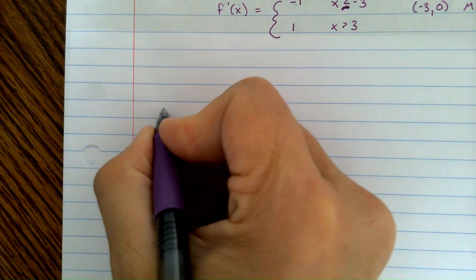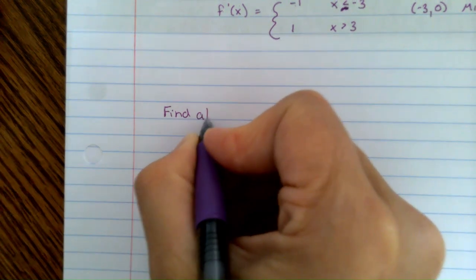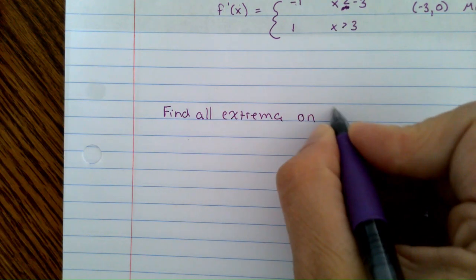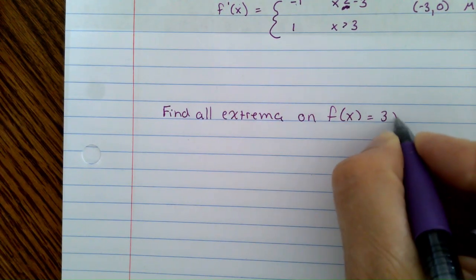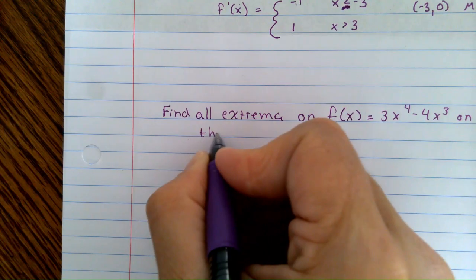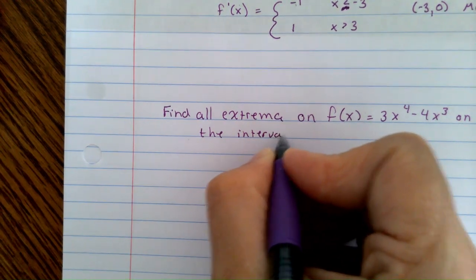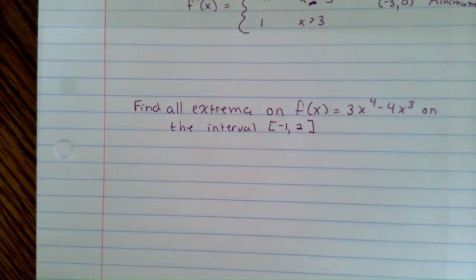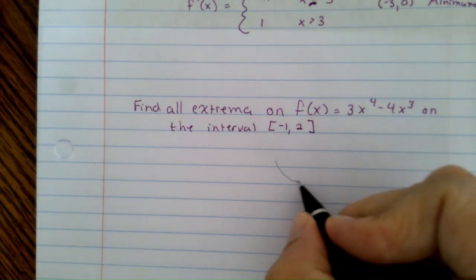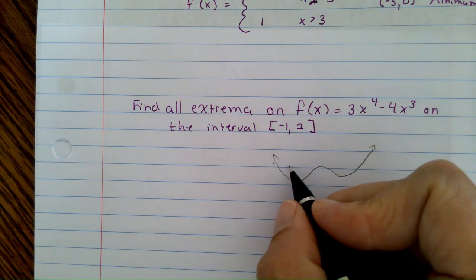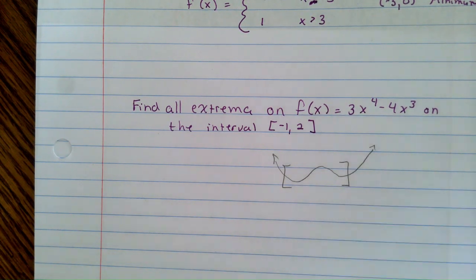All right, so find all extrema on f of x equals 3x to the 4th minus 4x cubed on the interval -1 to 2. Okay, so we know quartic functions can look like this, right? But they only want us to pick part of the window. And I'm guesstimating here. They're not wanting us to pick the whole window.